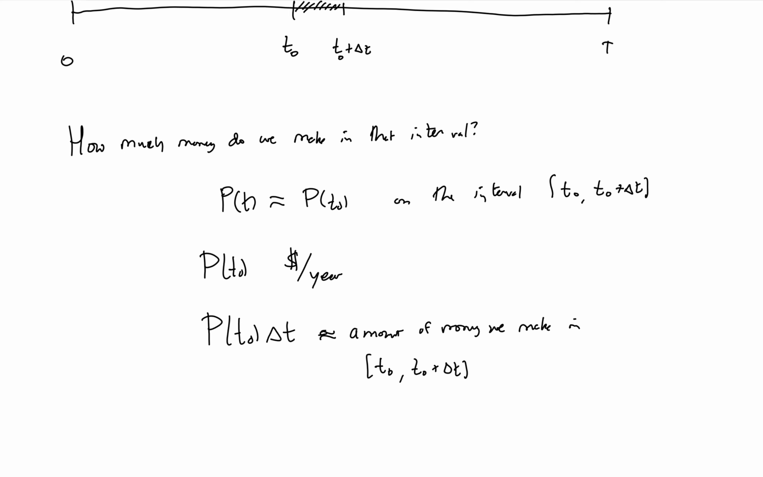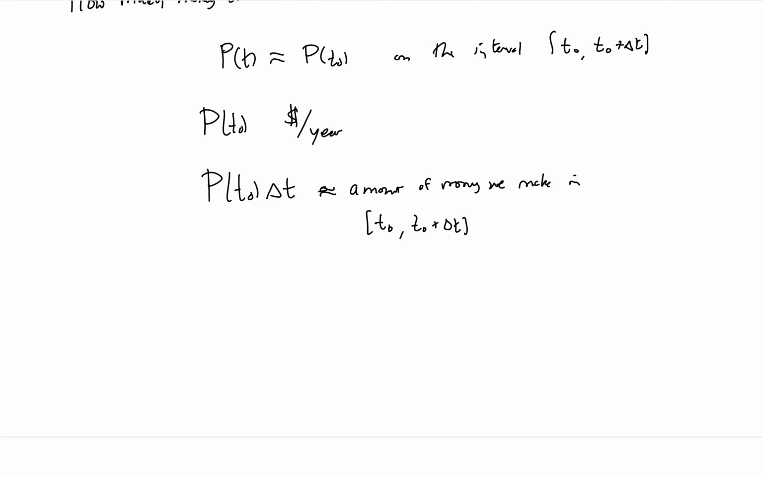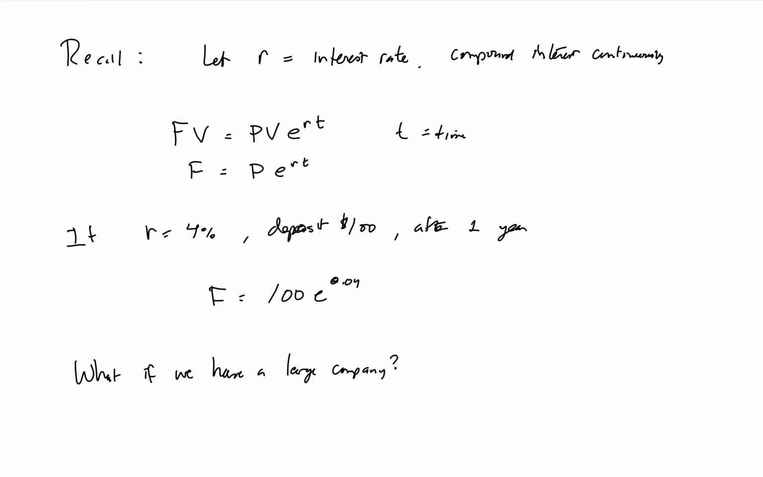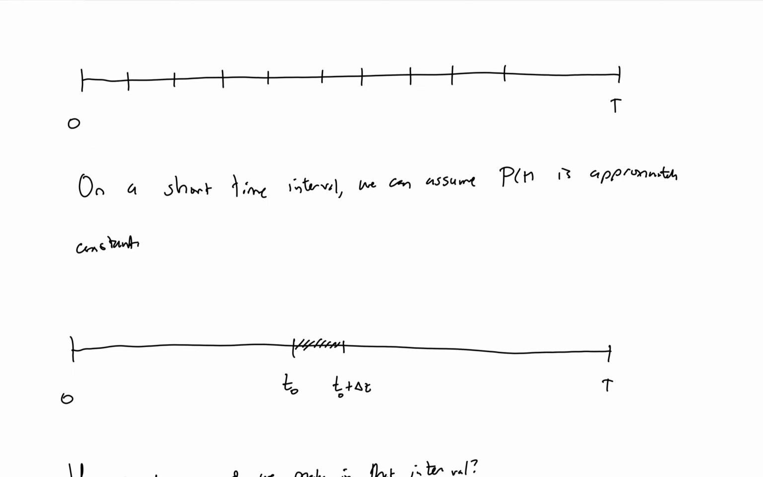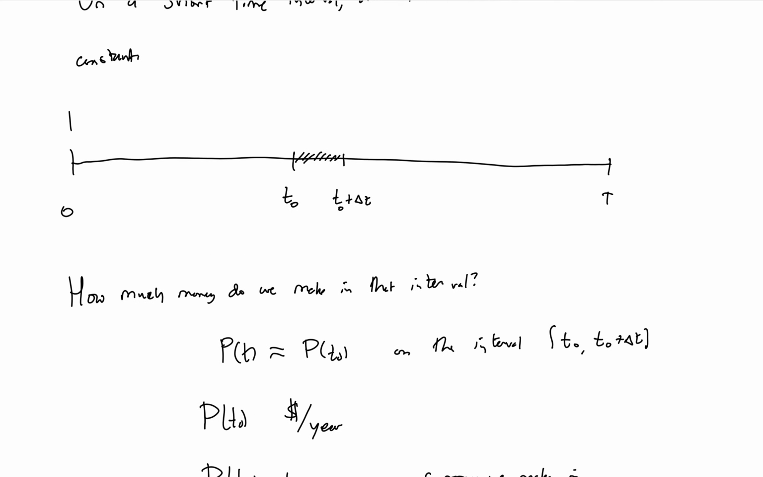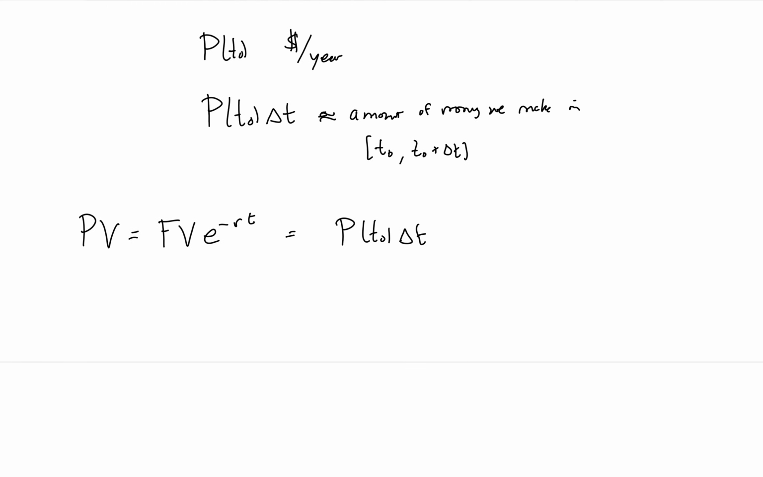And now if we want the present value of this, well, we know present value is future value times e to the minus rt. So just take this equation up here and solve for P. And we know our future value is P of t0 delta t. And how far is the time? Well, the time here is t0 that we're bringing it back. So this should be e to the minus r t0.